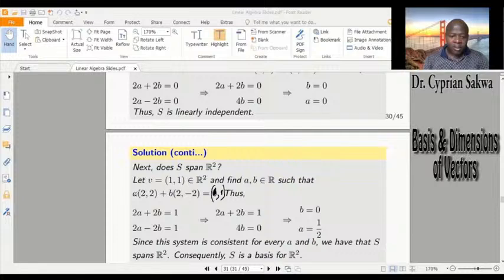So I just did that, and when I multiply this, I get 2A plus 2B equals 1. And then the second one is 2A minus 2B equals 1. I reduce this to echelon form, and this is what I obtain. From here, it's clear that B is 0. So going up to the first equation, when B is 0, then A will be half.